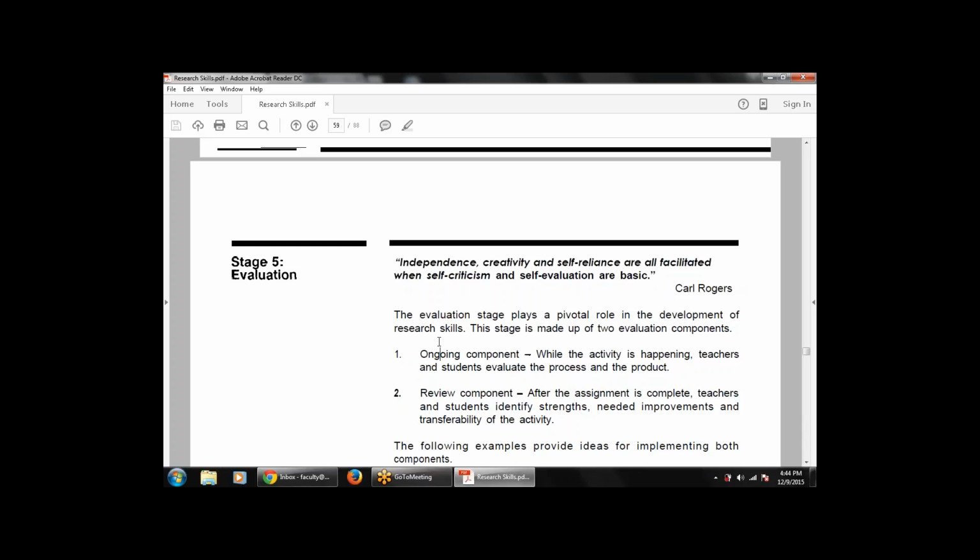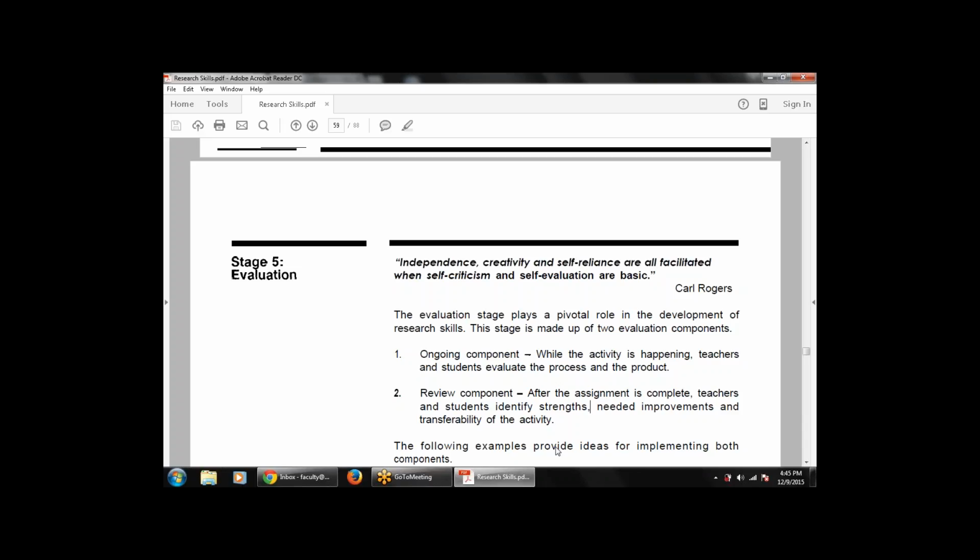The next is the review component. After the assignment is complete, teachers and students identify strengths, needed improvement and transferability of the activity. That means after the assignment is over, the teacher and the student together, or individually, identify what the various strengths are, where the improvement points are, and where the transferability of the activity is. That is the review component.